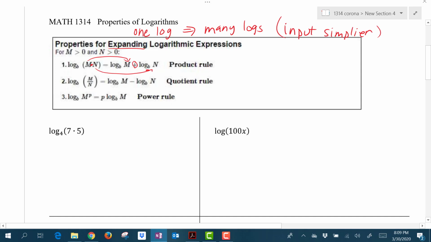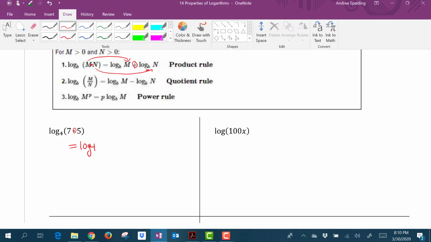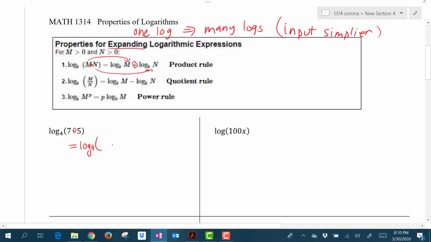So in our first example we have log base 4 of 7 times 5. Because we are multiplying between 2 quantities inside of a single log, this is going to be equal to 2 logs with the same base. So the base is 4. We're going to keep that same base of 4. We're going to be adding between these 2 logs of the same base of 4. The reason we're adding is because inside of that single log we are multiplying between 2 quantities. So this is a product rule because we are multiplying between the quantities inside of the single log.